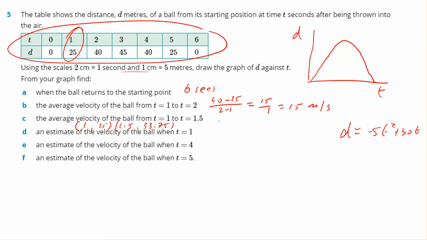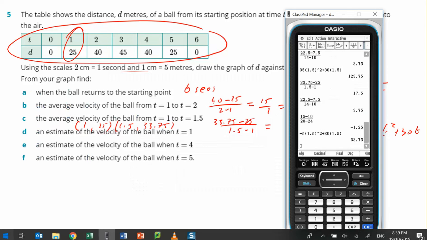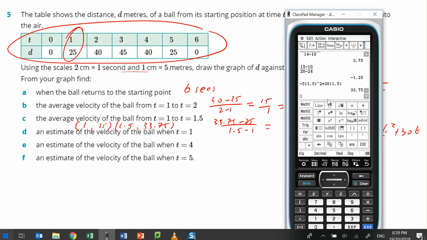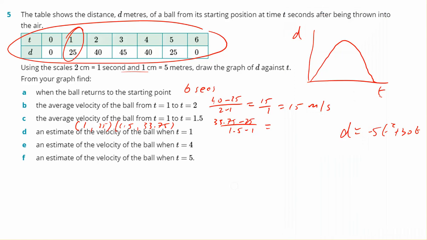Okay, so average rate of change: 33.75 minus 25, y2 minus y1 over x2 minus x1. So we should get a value of, let's work this out. 33.75 minus 25 over 1.5, 17.5. Okay, so that's 17.5 meters per second.